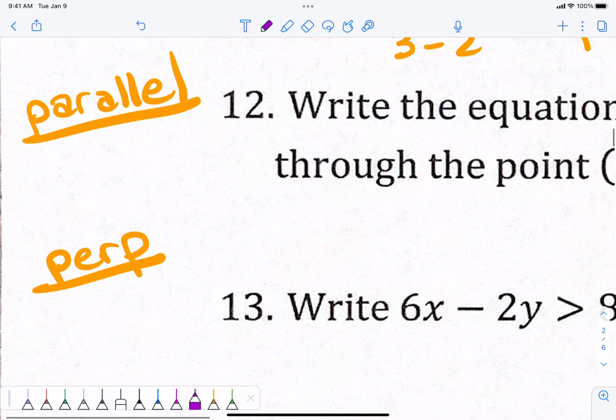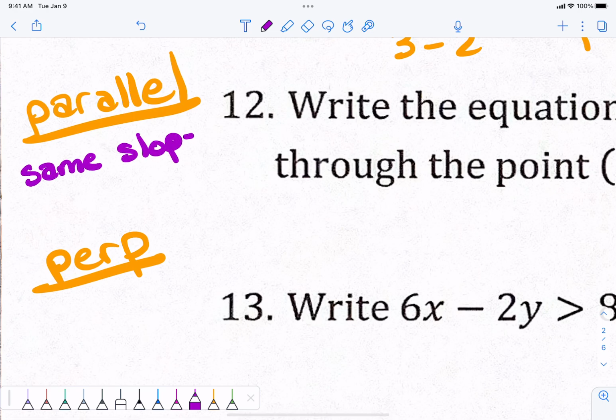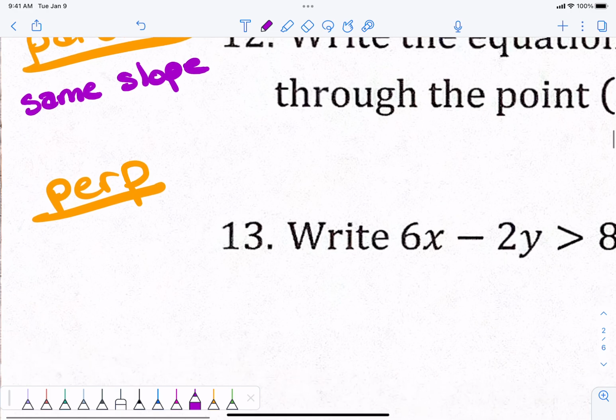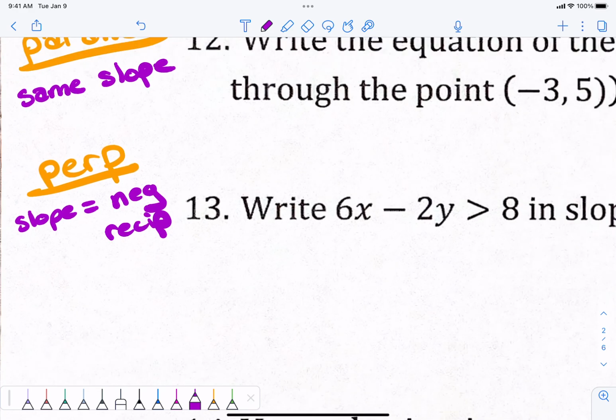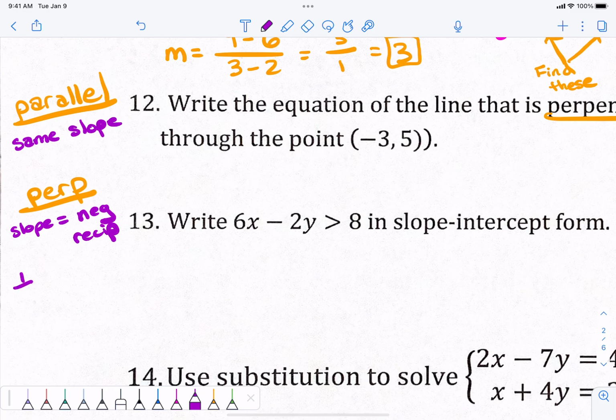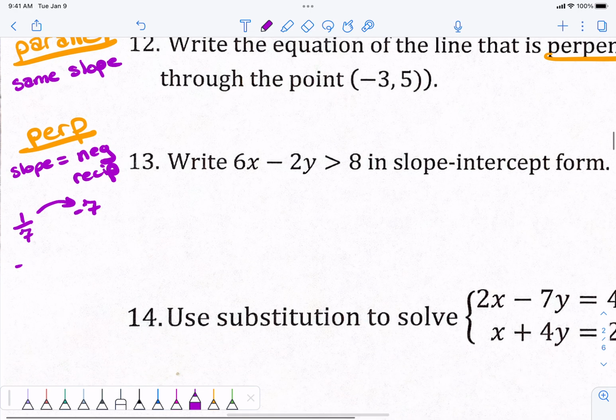For parallel, we know that they have the same slope. For perpendicular, we know that their slopes are opposites, negative reciprocals. Let's write out some examples. Let's say I have 1/7 as a slope. What will its negative reciprocal be? -7/1, or just -7. Let's say I have -3/4. Then it'd be positive 4/3. Those are negative reciprocals.